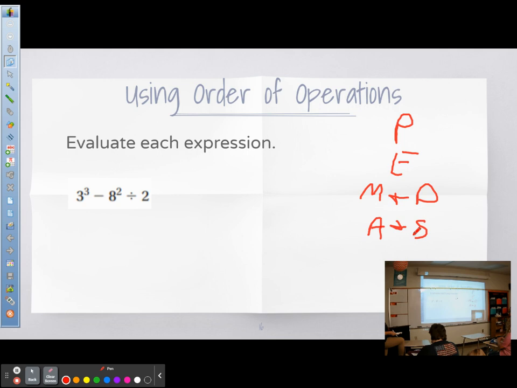Kaylee, do I have any exponents? You want to look at that problem again? Are there any exponents? Yeah, there's exponents. So we need to do exponents first. So we have 3 to the power of 3 minus 8 to the power of 2 divided by 2. So there's 2 exponents. Alexis, which one do I do first? The first one. Yeah, you do the first one first. Alexis, what's 3 to the power of 3?